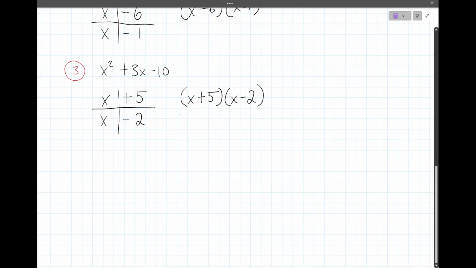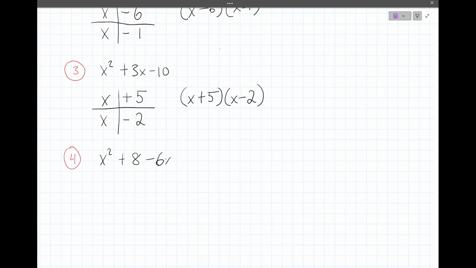All right, let's try another one. Keep moving along. Let's get lots of examples out here. x squared plus 8 minus 6x. So this isn't in order. If it's not in order, rewrite it, so we can see the pattern from there. So this is going to be x squared minus 6x plus 8.